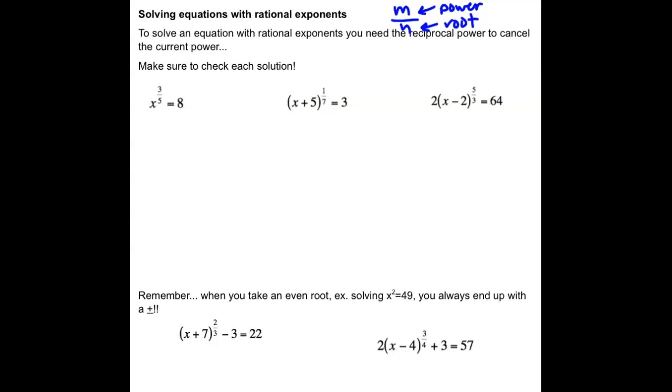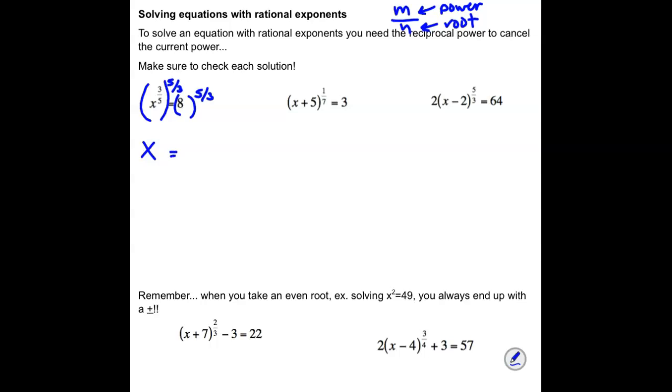So for the first one here, we have x to the 3/5 power equaling 8. To undo a 3/5 power, we need to use its reciprocal. Its reciprocal is just the fraction flipped over. So we need a 5/3. And whatever we do to one side, we have to do to the other side. On the left, the 3/5 and the 5/3 are going to undo each other. We end up with 15 divided by 15, which is 1. So we just get x to the first power.